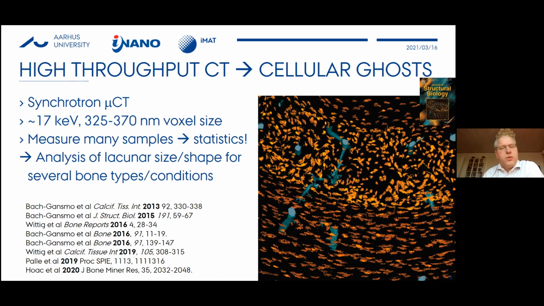So we've used this to analyze the osteocyte housings, so-called lacunae, the size and shape in various different types of bones. And I'll just give one example here that you can see on the right. So this is a cross-section through a rodent bone. This is from a rat.